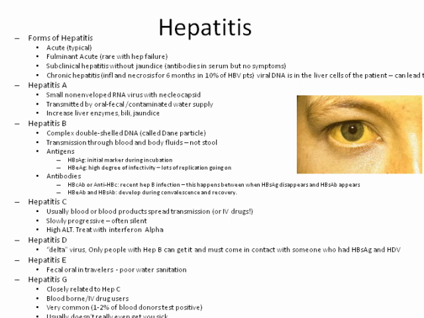All right, first hepatitis, hepatitis A. This is a small, non-enveloped RNA virus with a nucleocapsid. It's transmitted by the fecal route and contaminated water supply. It increases your liver enzymes, causes high bilirubin and jaundice.